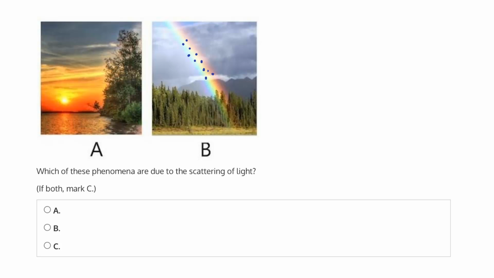And these water molecules, or water vapor, will also function to scatter light, and it will do so according to the wavelength. So a rainbow is the scattering of white light into its different components, or into the different wavelengths. So we see the entire visible spectrum. But the point is, yes, a rainbow is also a type of scattering of light, typically considered refraction. So both A and B are due to the scattering of light, and therefore the correct answer is C.